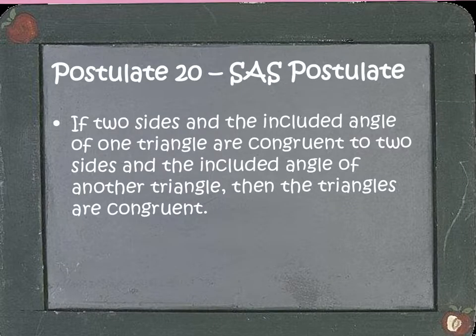And this is why you need to know what an included side is. So the SAS postulate is two sides and the included angle. So I don't need all three sides anymore, but I do need two sides, and then I need the angle where those two sides meet in one triangle to be congruent to the two sides and where those sides meet in a second triangle.